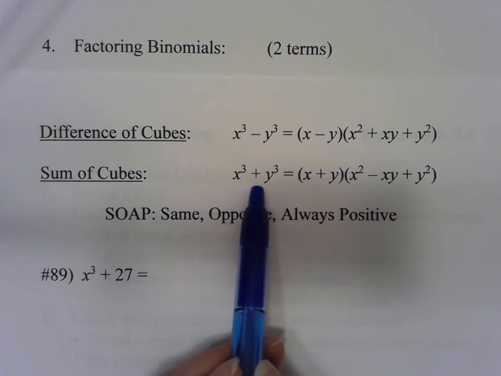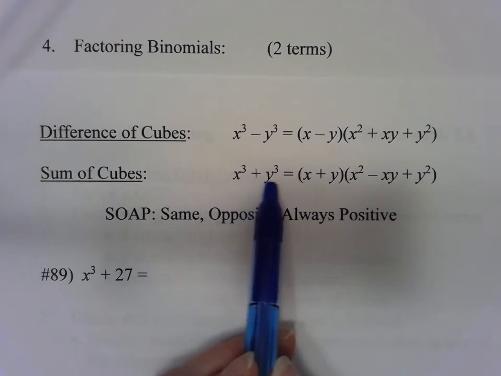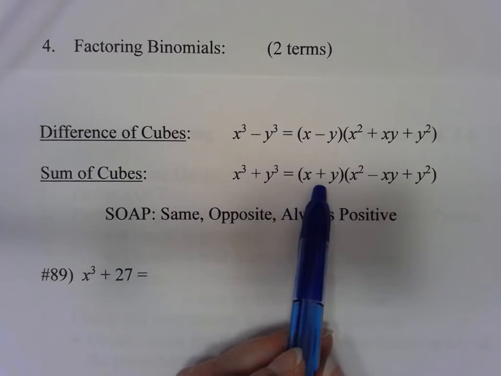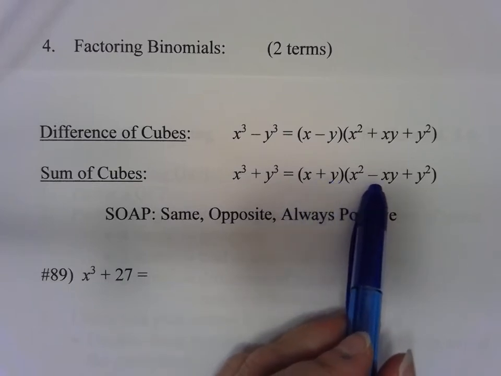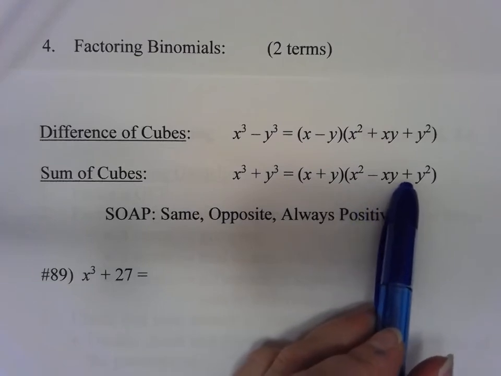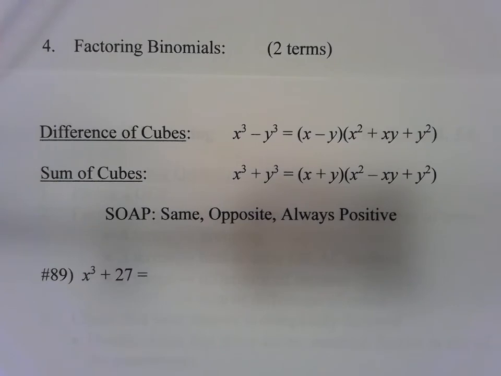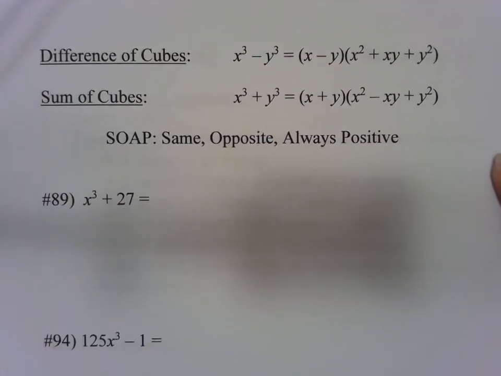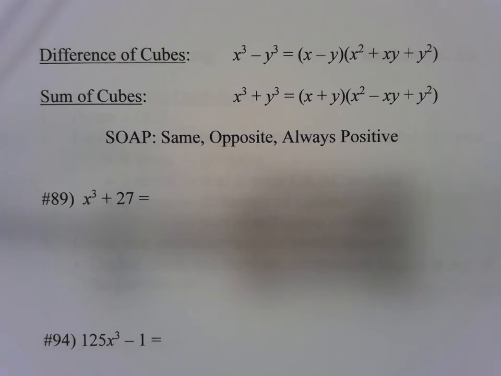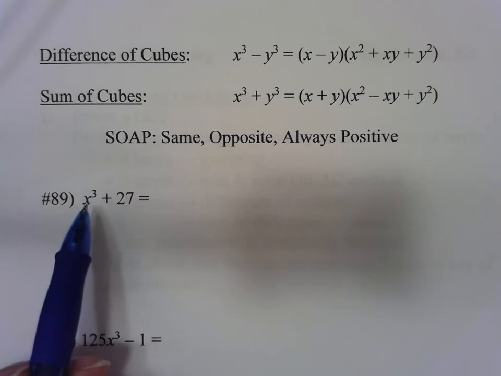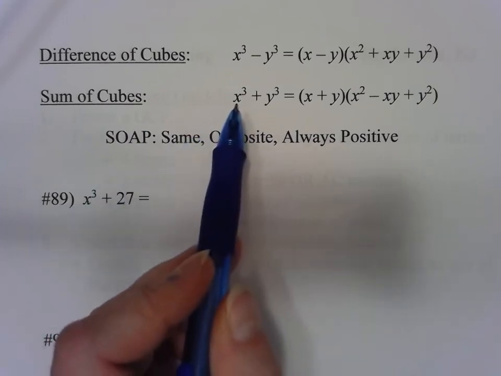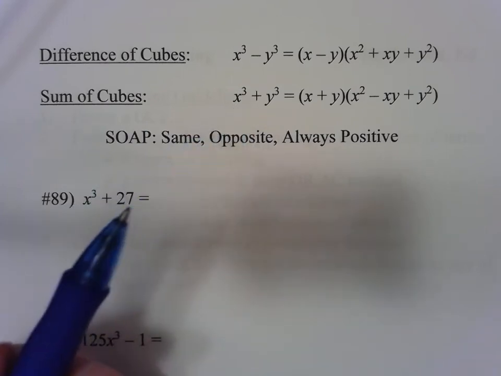Same thing for sum of cubes, it's a plus. First parentheses, I take off the cubes with the same sign. And I have x squared, opposite sign, and then always positive. All right, so let's try a couple of these just to make sure you know how it works. This one is a sum of cubes. This one is nice because x is in the same place, right? This is x cubed and this is x cubed, so I'm going to be using this formula.